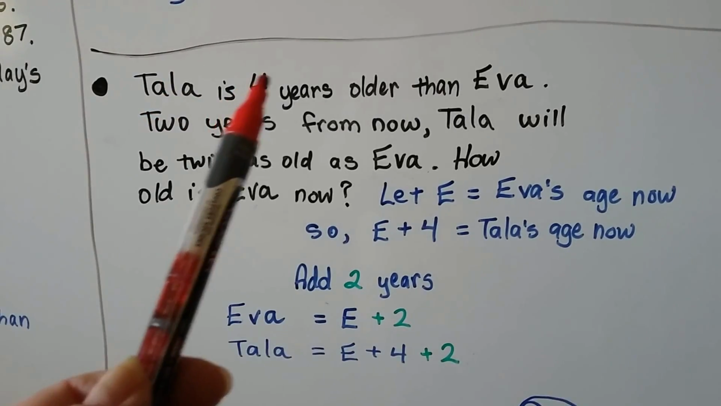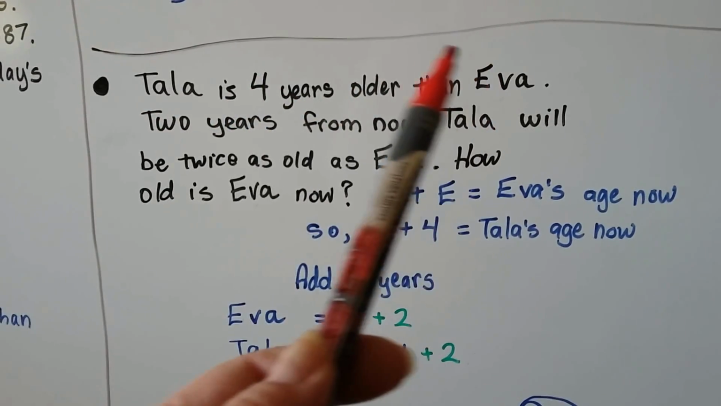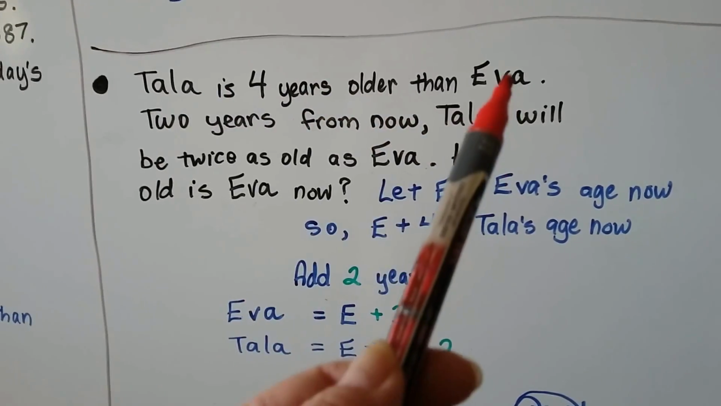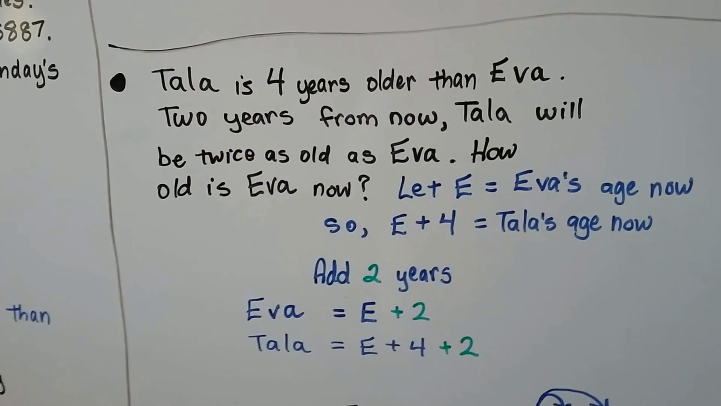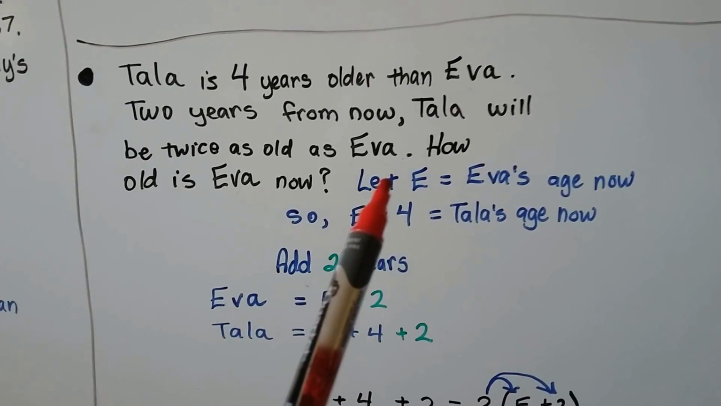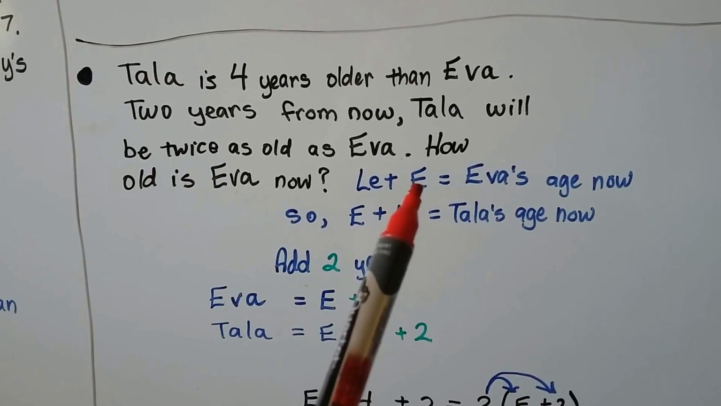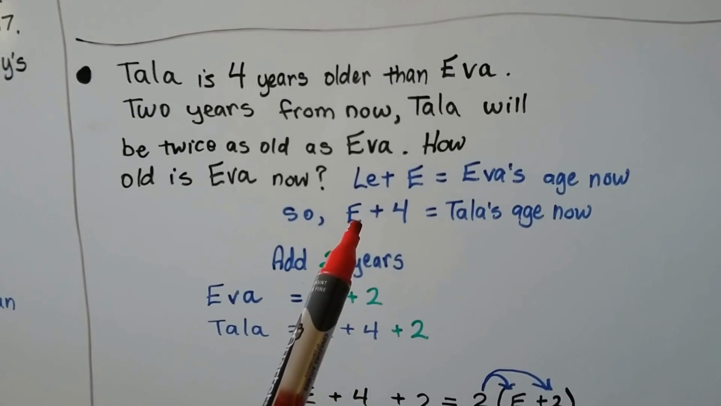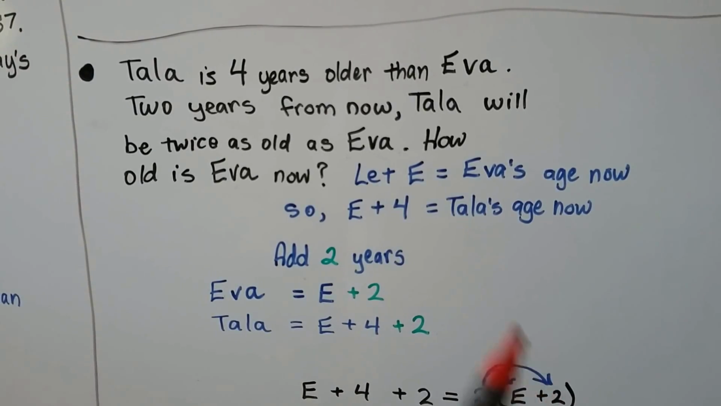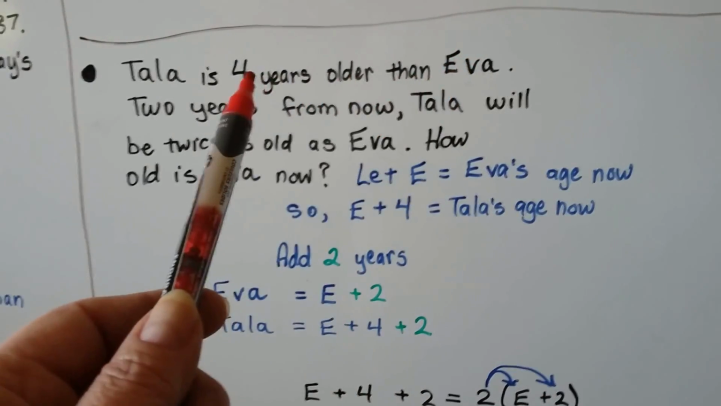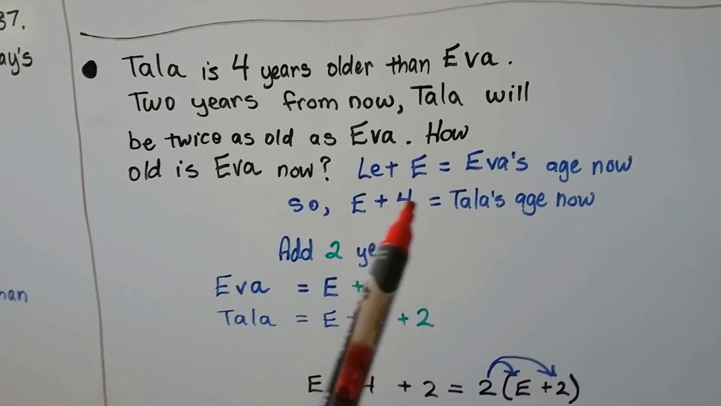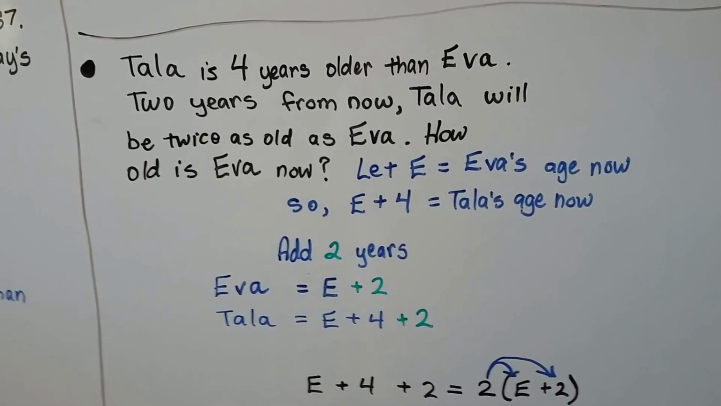So if Tala is 4 years older than her, then Eva is 4 years younger than her. See? If she's 4 years older, then Eva is 4 years younger than Tala. That makes sense, right? Think about that. So we're going to let Eva be E. That's her age now. We're also going to let E plus 4 equal Tala's age now. Eva is 4 years younger, Tala is 4 years older. So if we have Eva plus 4 years, that will be Tala's age now, right?